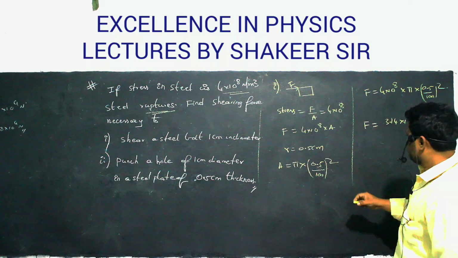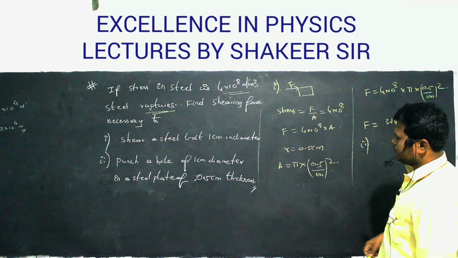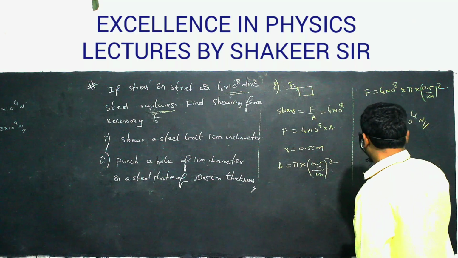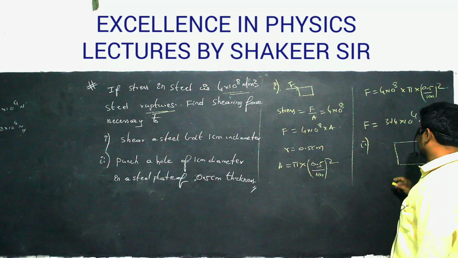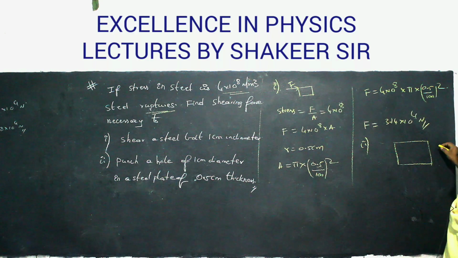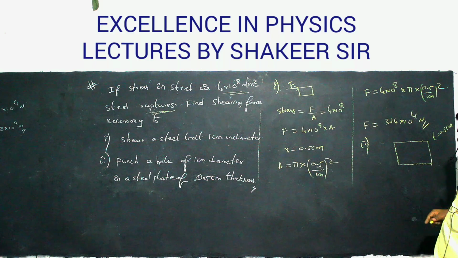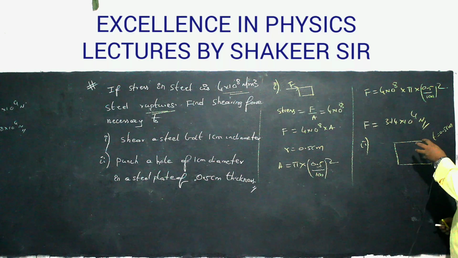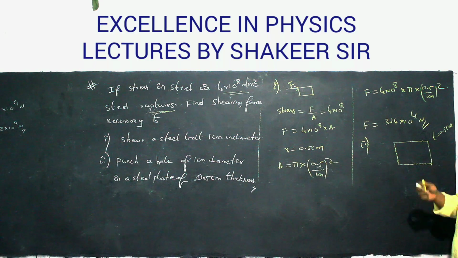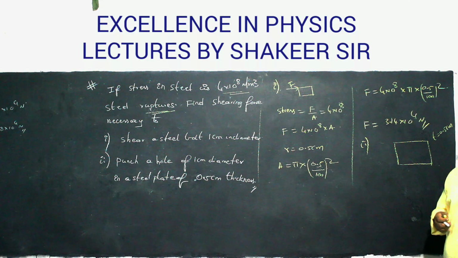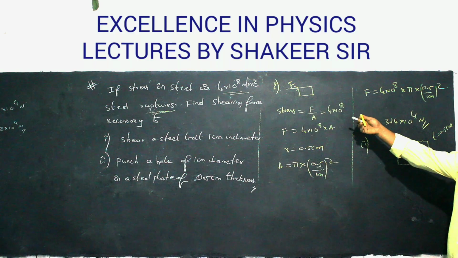Clear? Now what about the second one? Second one, so there is a steel plate. So consider this is a steel plate. And what is the thickness of this plate? Thickness of this one is 0.5 centimeter. So in this steel plate, I want to punch a hole. I want to apply some force and punch a hole into this one. Then how much force I have to apply? That is the question. Again, concept is same, no?